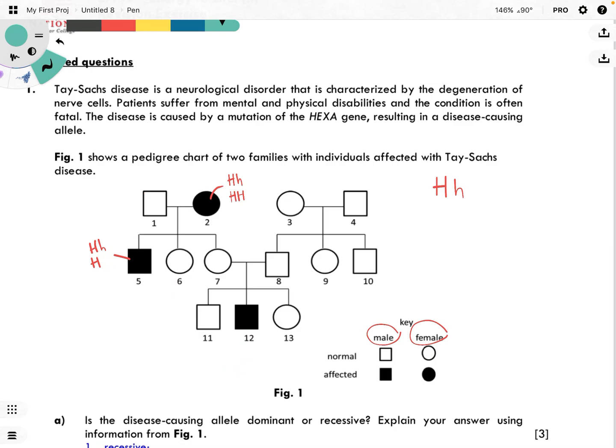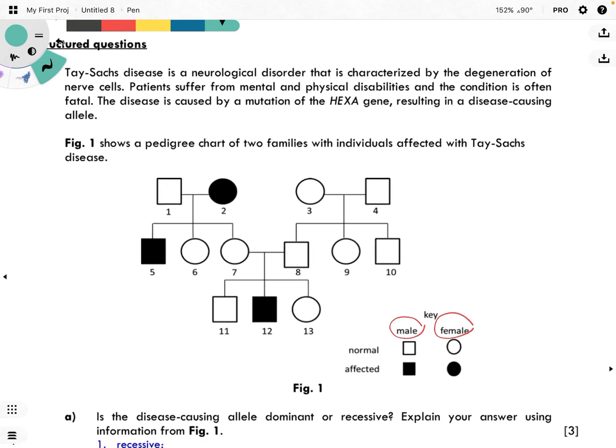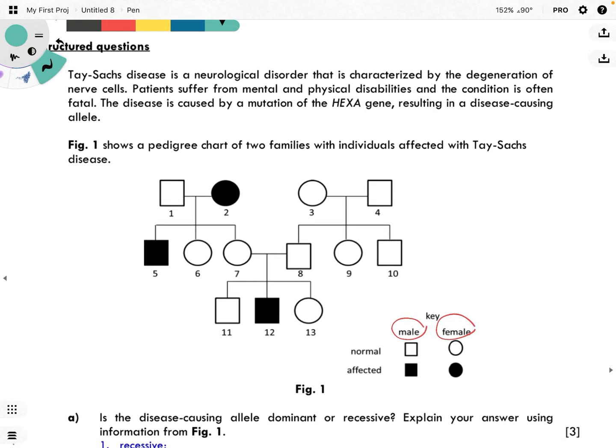So how are we going to explain that the disease-causing allele is definitely recessive? Usually, the best way to explain why a disease-causing allele is recessive is to search for carrier parents. What do I mean by carrier parents? Carrier parents are parents that are heterozygotes. That means they contain the disease-causing allele, but on the surface, their phenotype is normal. This is what we mean by carriers. So the best way often to prove that something is recessive is to search for such parents. Both parents are carriers.